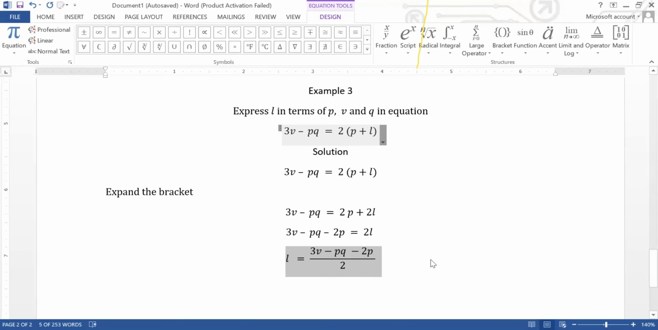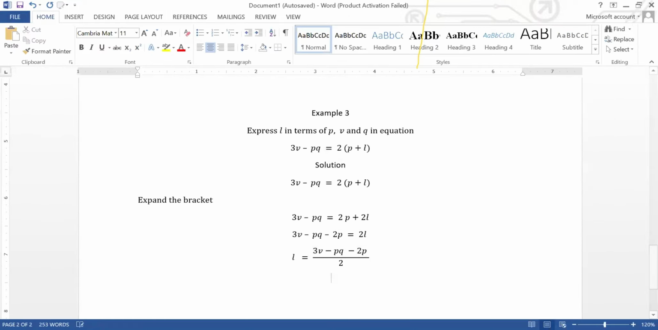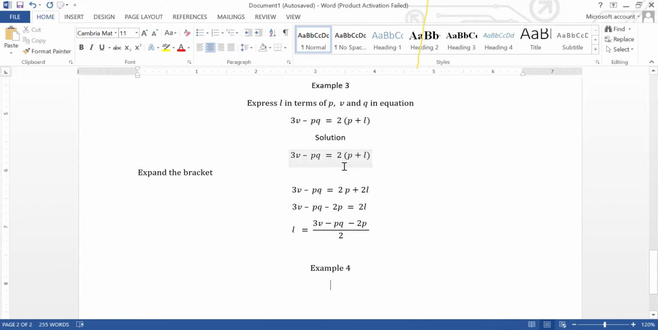Example 4. You have a project on this one. So please. Example 4. So did you just see what I did? I expanded the bracket. I made L stand alone. I grouped like terms of L. And then I divide through. So it's like we're going through the same procedure. Expand bracket, group like terms, factor out, divide. That's what we are doing.